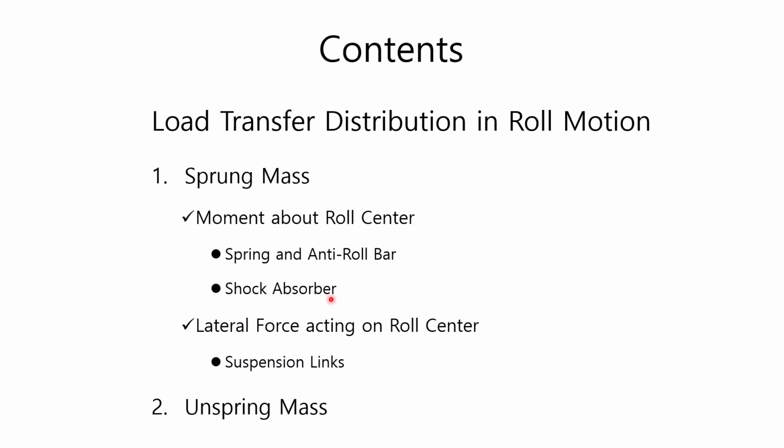In this case, the load transfer occurs differently at the front and rear wheels, depending on the ratio of the front and rear roll stiffnesses. The second is the load transfer caused by the lateral load acting directly on the roll center, which is transferred through the suspension links. In this case, the load transfer occurs differently at the front and rear wheels, depending on the roll center height. The load transfer of the unsprung mass is proportional to the height of the center of unsprung mass. Since the load transfer due to the unsprung mass has been fully explained in the previous video, it will not be discussed further in this video.